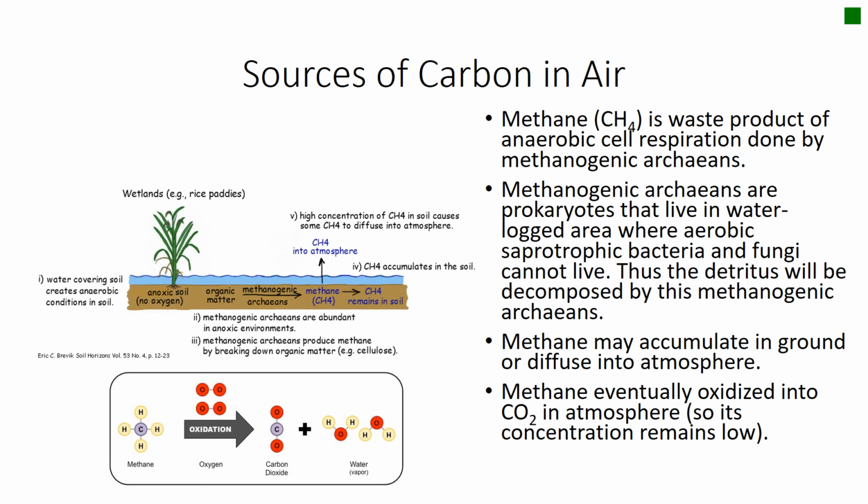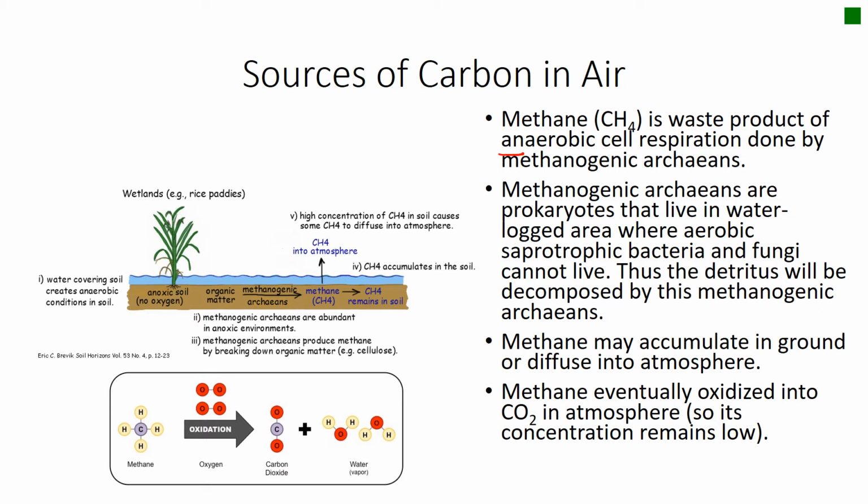And also, as I said before, other than carbon dioxide, there is also another gas that contains carbon and is located in the air as a source of carbon, which is methane. Now, methane, or CH4, is a waste product of anaerobic cell respiration. So this is the keyword, anaerobic. Carbon dioxide is produced by aerobic cell respiration, which requires oxygen, while here there is no oxygen required.